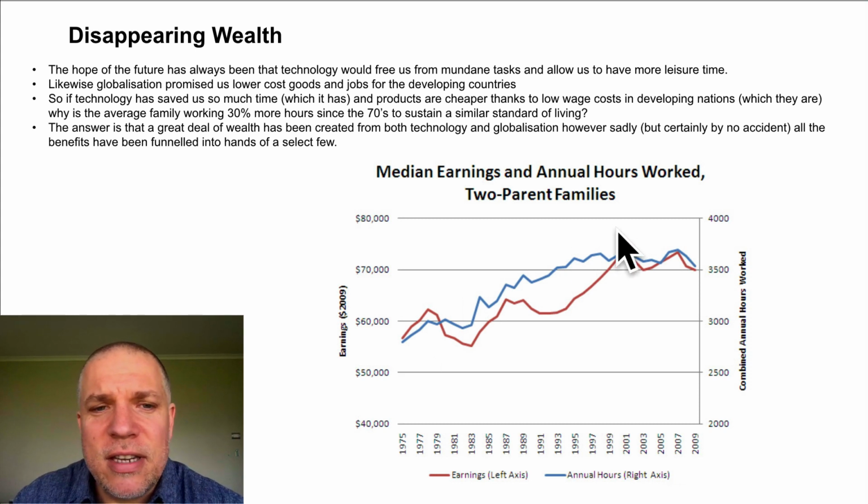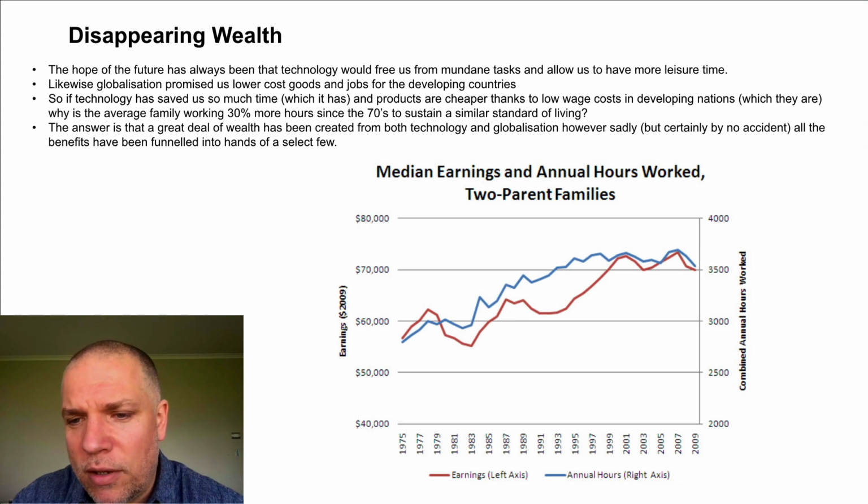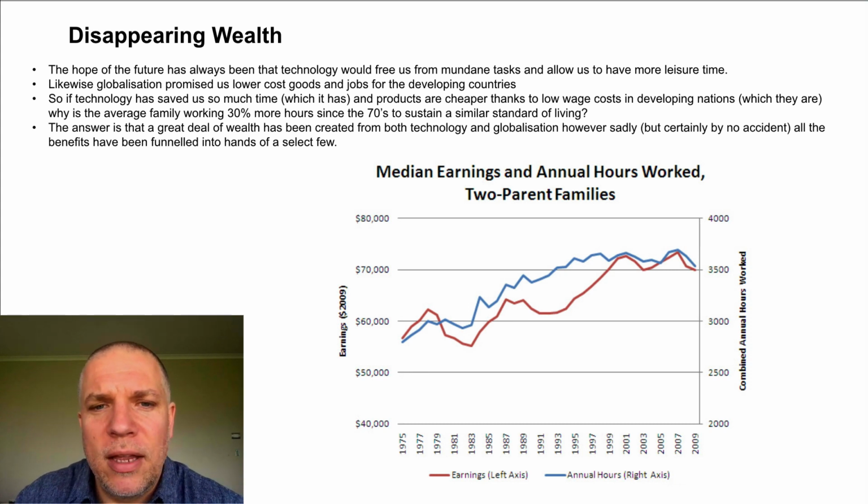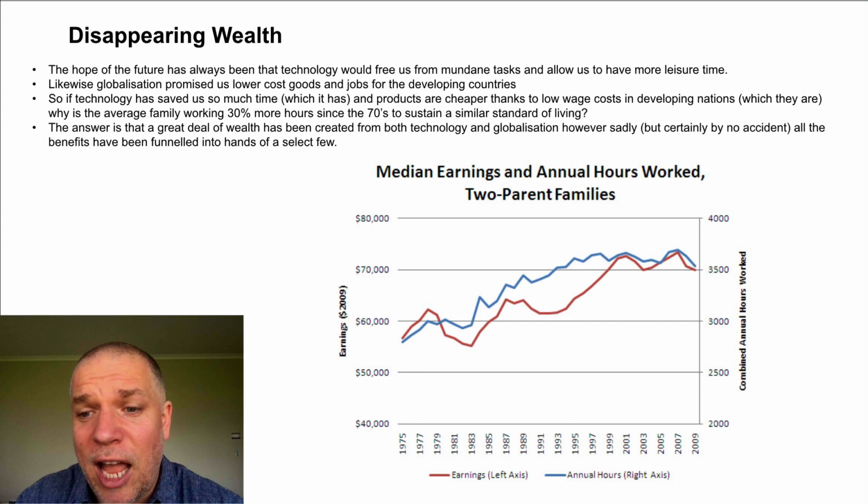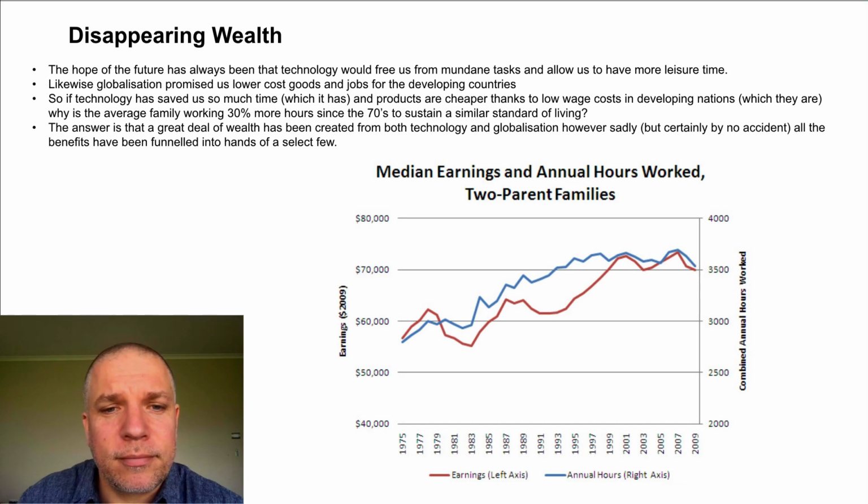So what's going on? Why are we working 30% more hours? Well, the answer is those effects from technology and from globalization, they have generated a huge amount of wealth, but clearly it's not going to the working families. That's what this is showing you here. The working class, common people have not been benefiting from this. They've had to work harder and harder just to maintain, or arguably not even maintain, a depreciating standard of living.